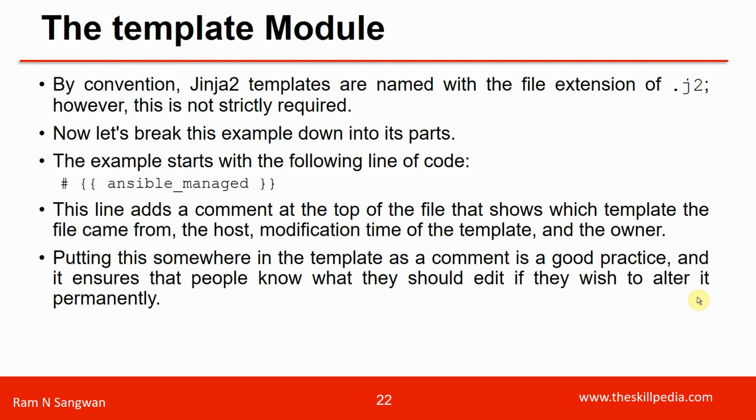Let's break this example down into parts. The example starts with one line of code, that is Ansible managed. We'll go one by one. We'll understand the template engine thoroughly. Ansible managed was the first line. This line adds a comment at the top of the file that shows which template the file came from, the host, the modification time of the template, and the owner. Putting this somewhere in the template as a comment is good practice, and it ensures that people know what they would edit if they wish to alter it permanently.